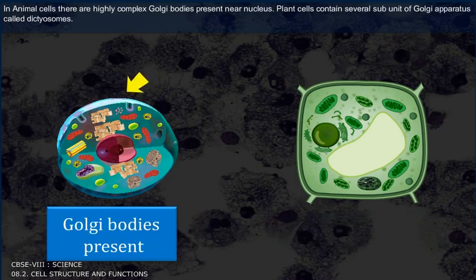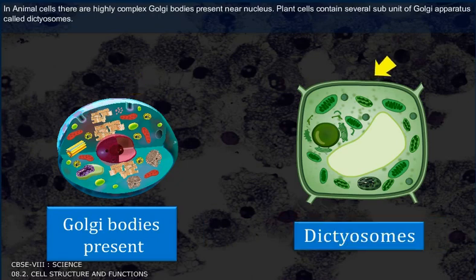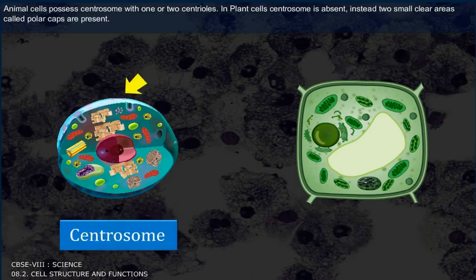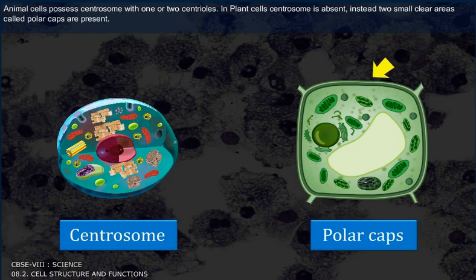In animal cells, there are highly complex Golgi bodies present near the nucleus. Plant cells contain several subunits of Golgi apparatus called dictyosomes. Animal cells possess a centrosome with one or two centrioles. In plant cells, instead, two small clear areas called polar caps are present.